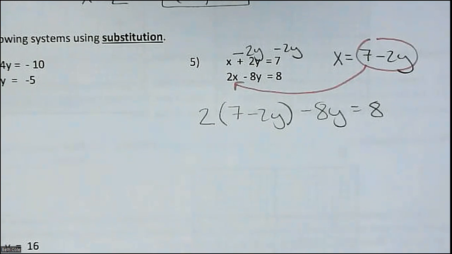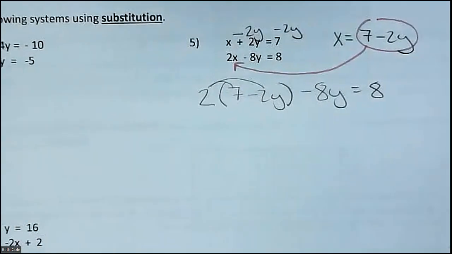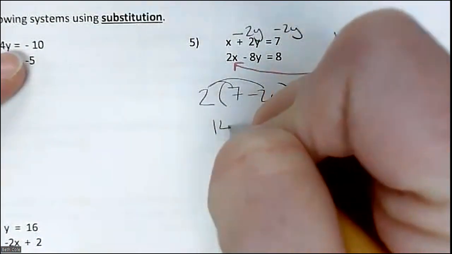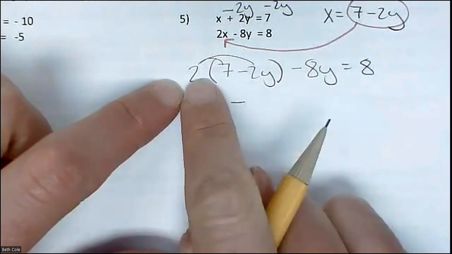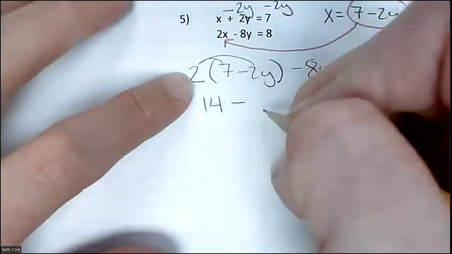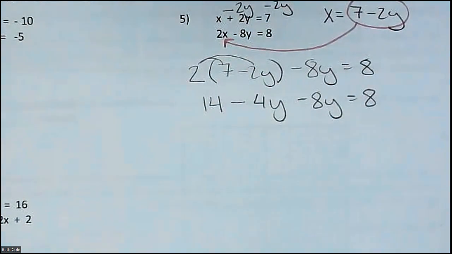What are you going to do with the 2 out front? Yeah, multiply, distribute. That'll give you 14 minus 4y, good. You have to copy the rest of it. A lot of mathematics is recopying what you had before. So I just give lots of pep talks. You can do it. Anybody can recopy. You just can't be lazy, all right?